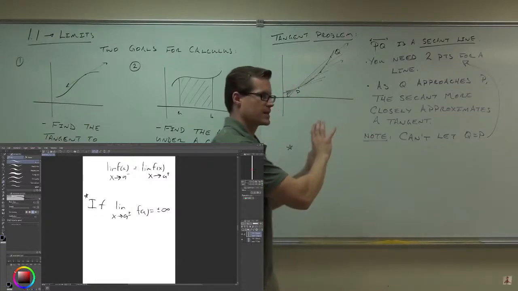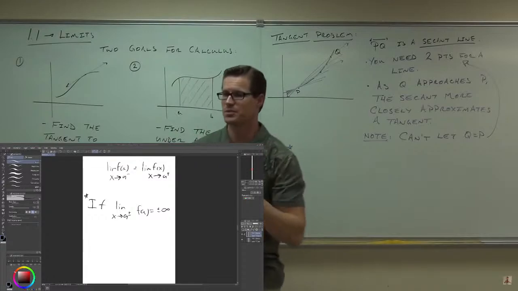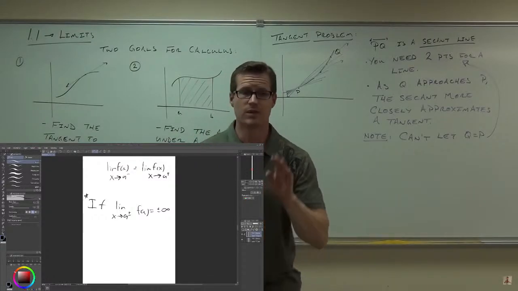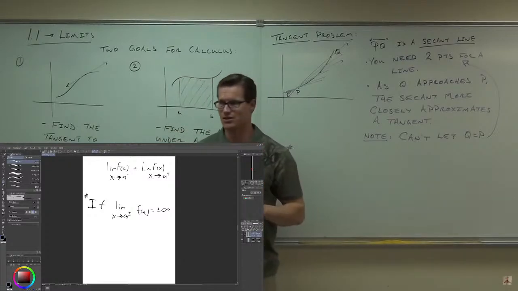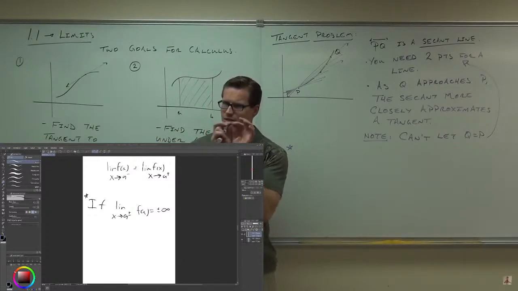So here's the idea behind calculus. It says we can get Q so close to P that there's literally no difference between the secant and the tangent. We can't let it equal, but we get it so close that the secant line is the same as the tangent line. That's the idea of a limit. Isn't that kind of an interesting idea? Yes, they're different points, but they're so close it doesn't matter.